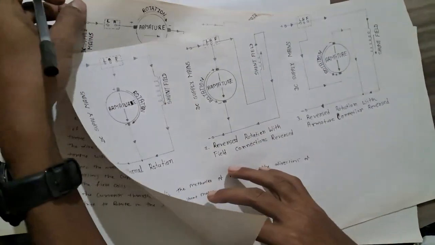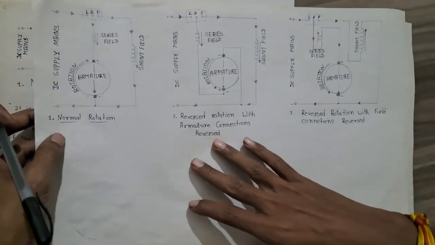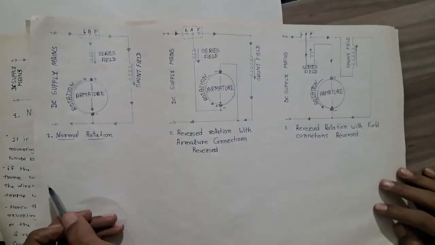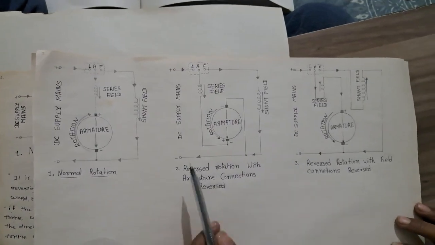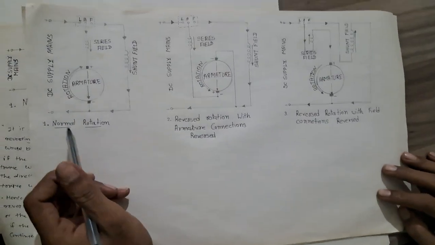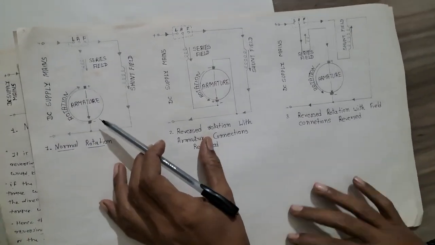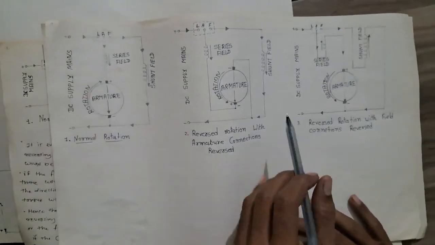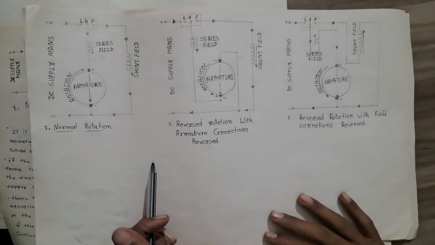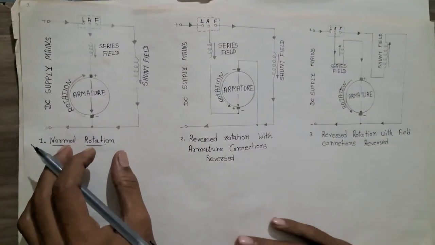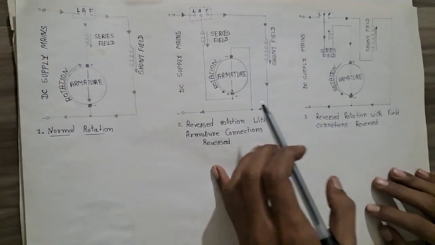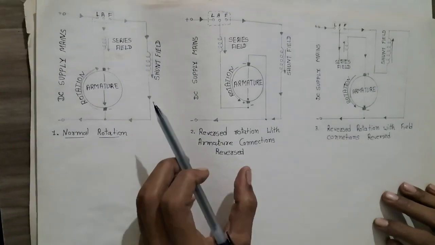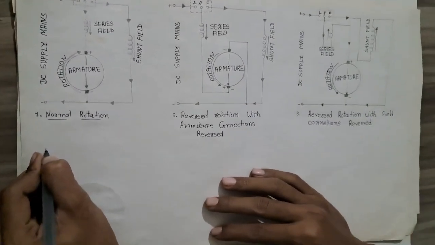And the third is this: the direction of rotation of a DC compound motor may be conventionally reversed by reversing the connection to the armature, as shown in the figure. This is the third and last. So these are the three points.